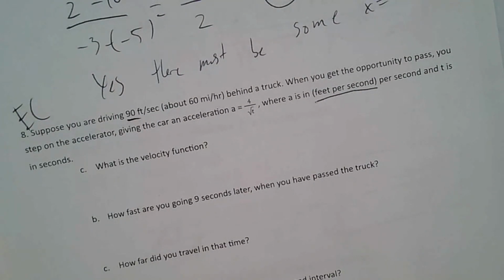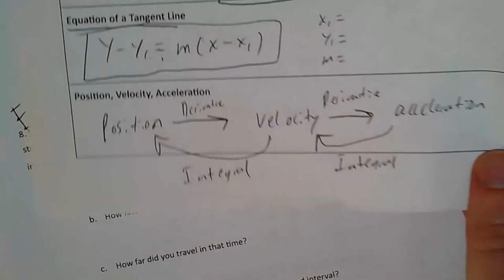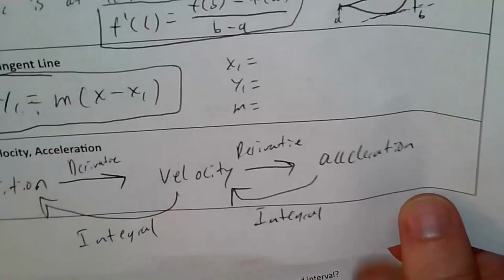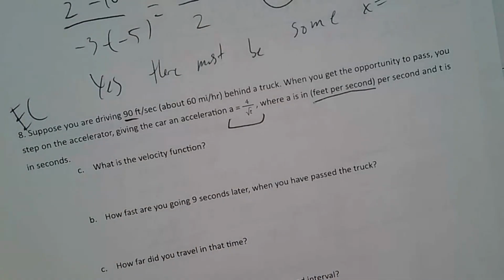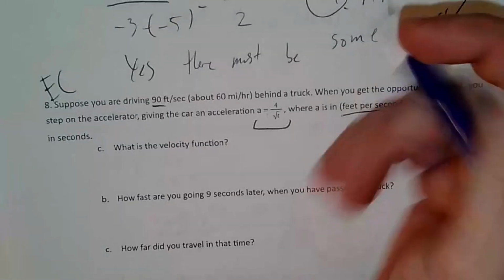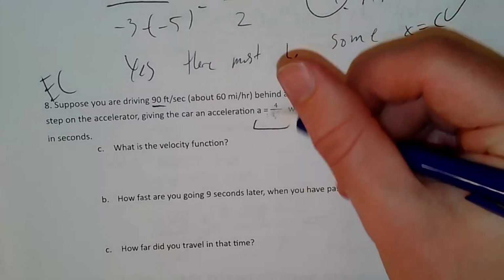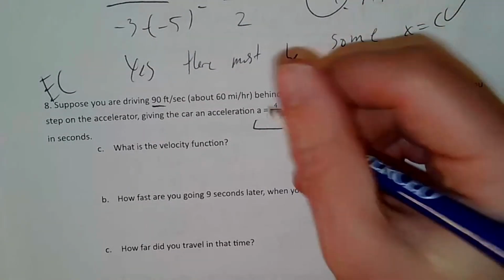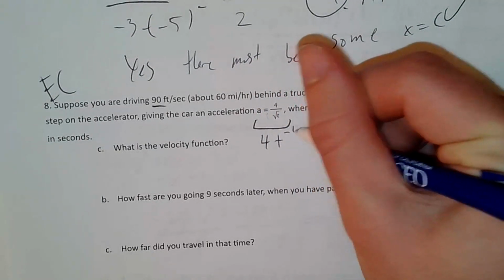Okay. What's the velocity function? So this is this last piece of notes: position, velocity, acceleration. We're right now in acceleration, and we're trying to get to velocity. So to do that, integral. So I need to take the integral of this right here, which looks challenging, but whenever you see a radical, you need to convert that to an exponent. And this, as an exponent, is 4t to the -1/2.